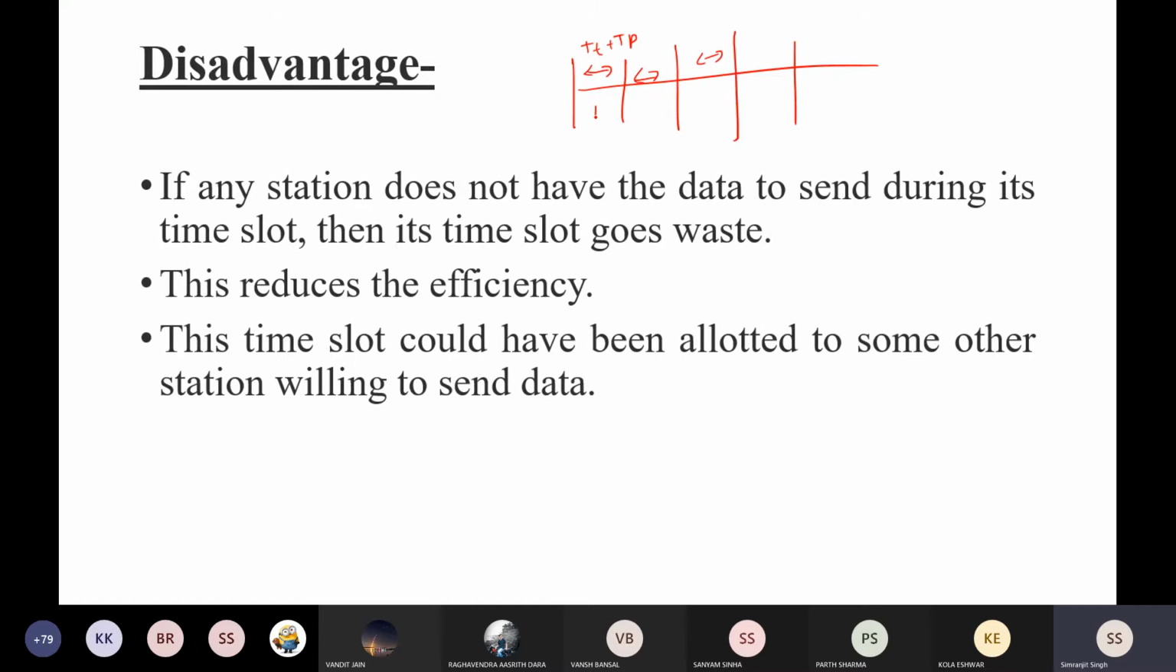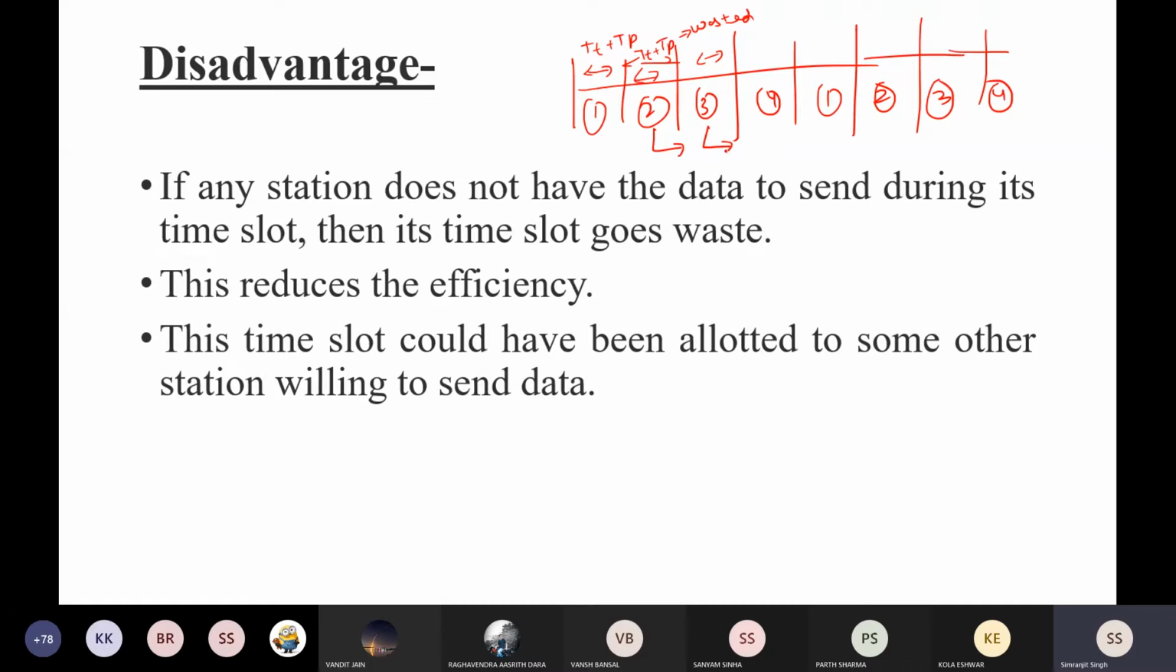Suppose this is 1, 2, 3 and 4. So again 1, 2, 3 and 4 stations will get their time slot to transmit any packet. The main disadvantage is that suppose at some time the access is given to this workstation, and it does not have anything to transmit. It means this TT plus TP amount of time is wasted, and the channel is not utilized for this much time. It can also happen when the access goes to station 3, and it again does not have anything to transmit.